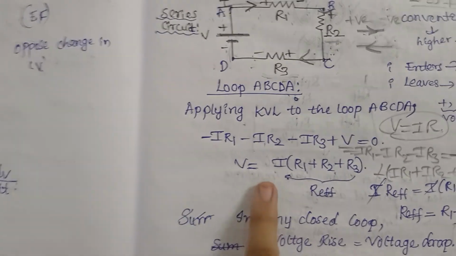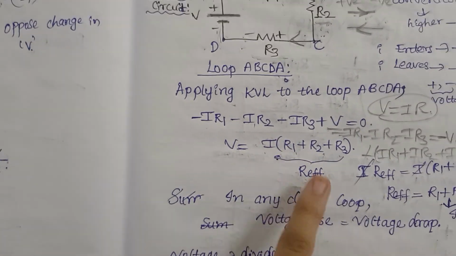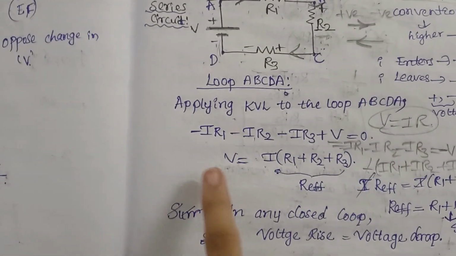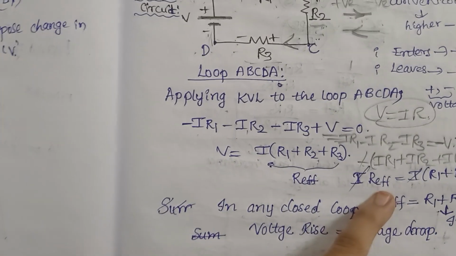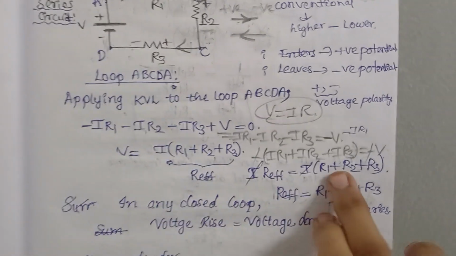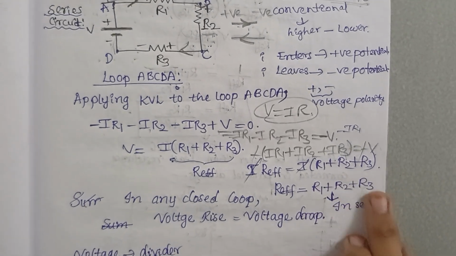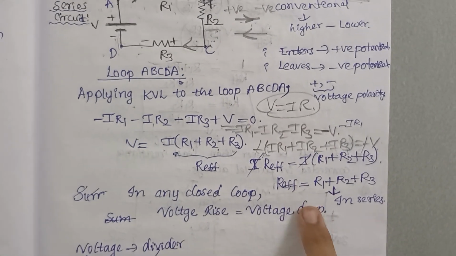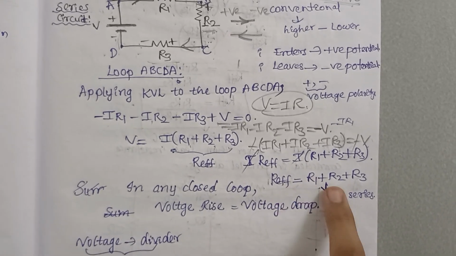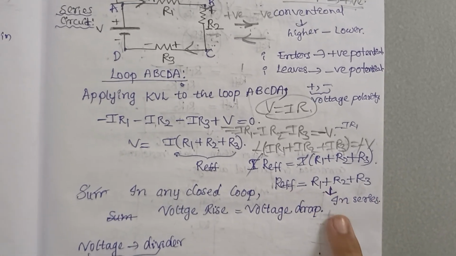So here your V is nothing but I into R effective, which is equal to I into R1 plus R2 plus R3. And here this I and I get cancelled. By this you get R effective is equal to R1 plus R2 plus R3, which is in series.